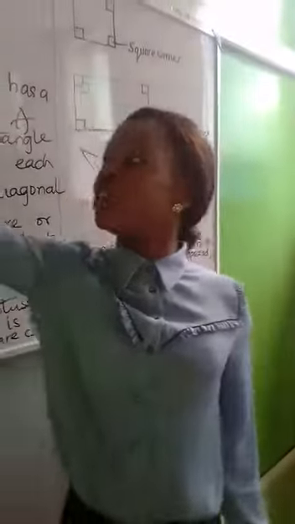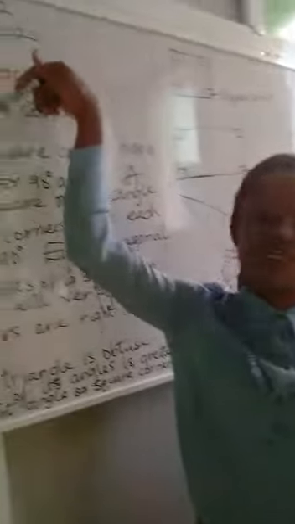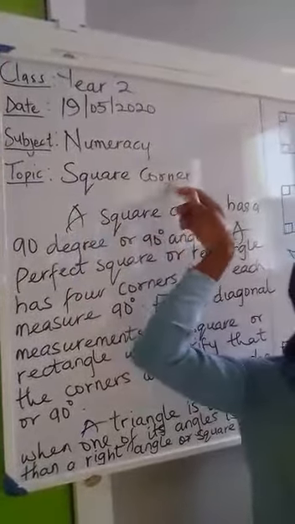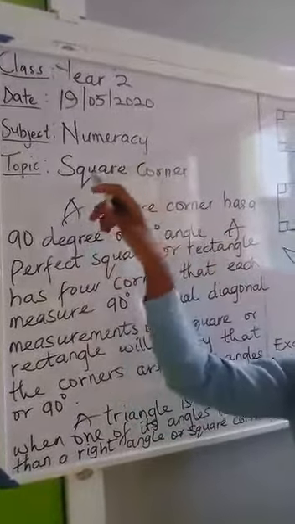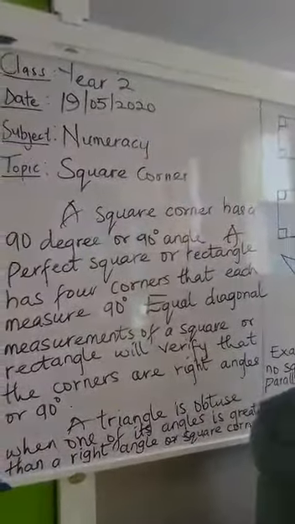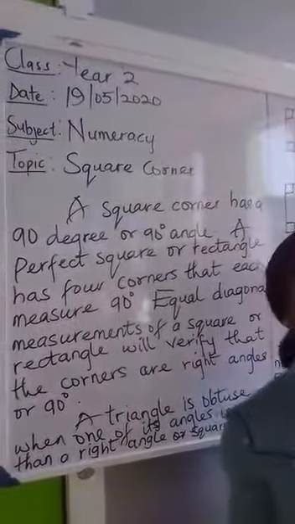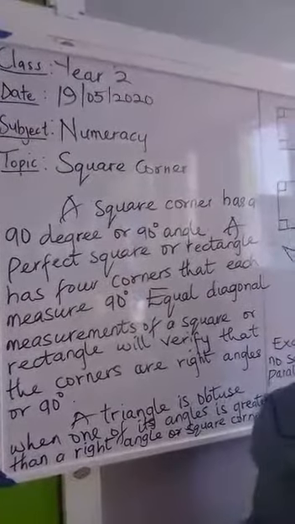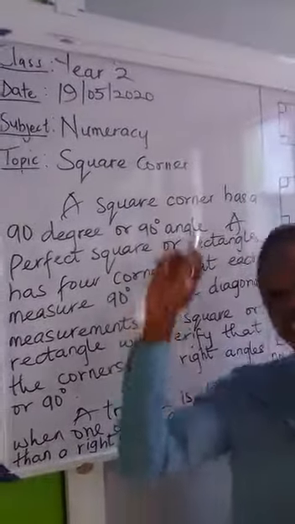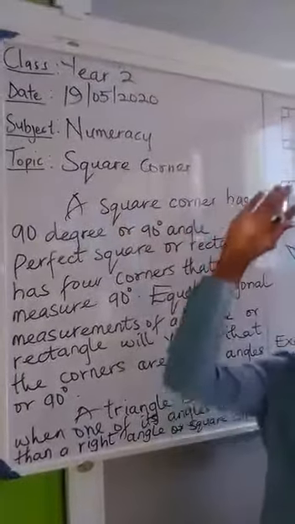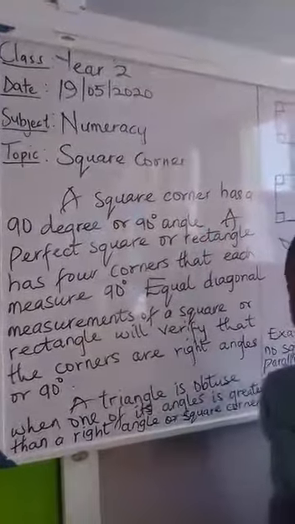Today, I'm going to take you on the subject, Year 2 Numeracy. And our topic for today is what? Square corner. I repeat, square corner. And you know what? A square, you know too well that a square is among the two-dimensional shapes. Yes, it has two dimensions. Why it is called a two-dimensional shape is because it has two dimensions. It has length and width.